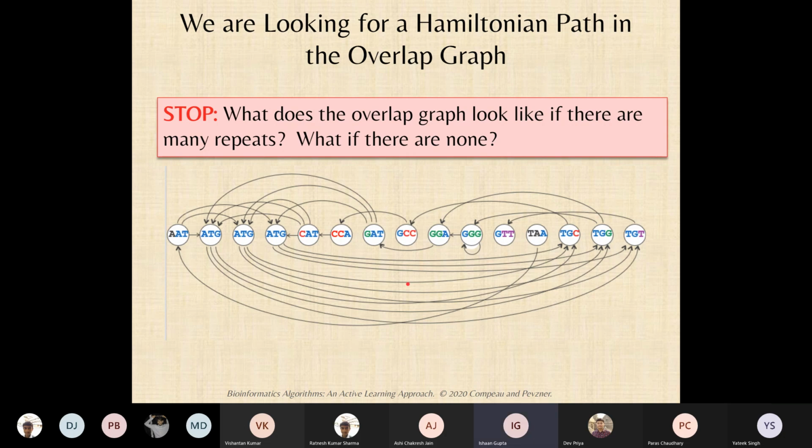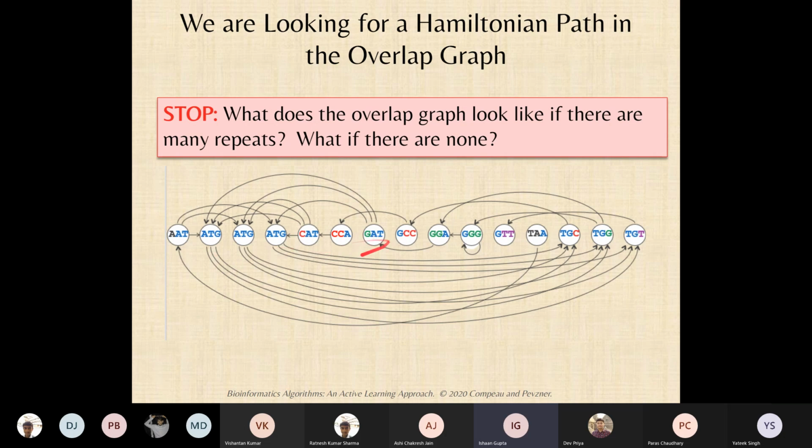So everybody agrees with this answer? If one node is connected to many nodes, then there are repeats. Not necessarily. Let us see where the repeats are. ATG is a clear repeat, right? You see many lines coming out of ATG and many lines going into ATG, right?